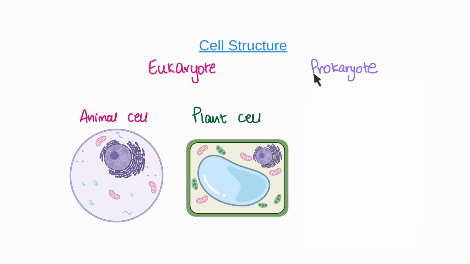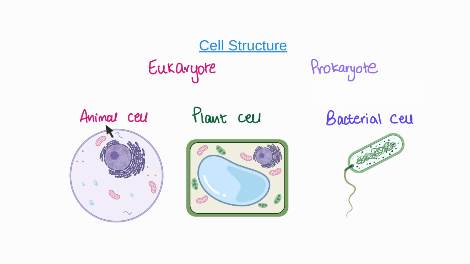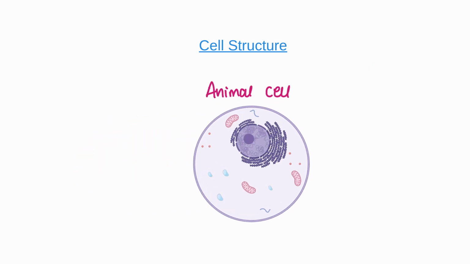Then we talked about prokaryotes, where we said that they're similar but not the same because they do not contain membrane bound organelles. And prokaryotes are usually the unicellular ones. In this case, we're going to discuss a bacterial cell. So our focus here is animal, plant, and bacterial cells. Let's get started on animal cells first.